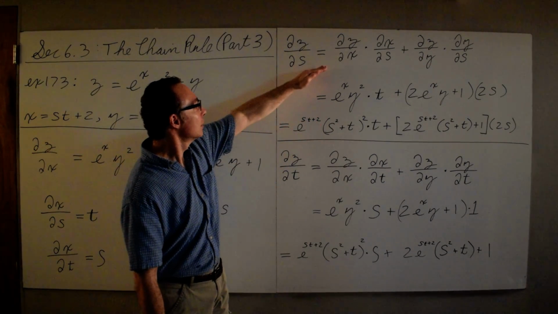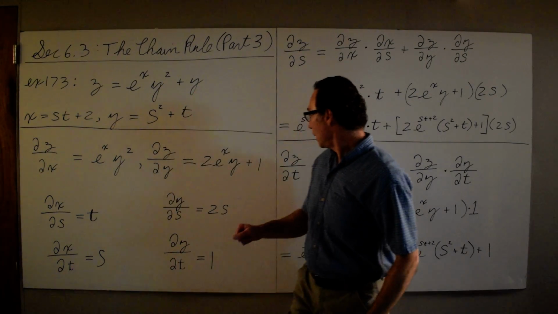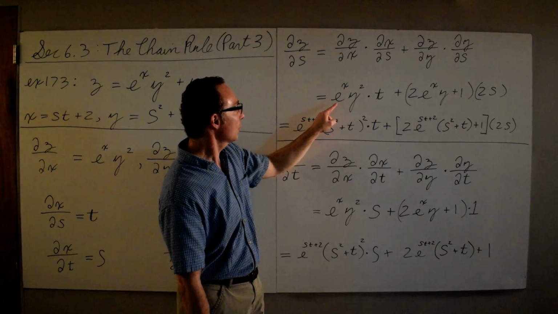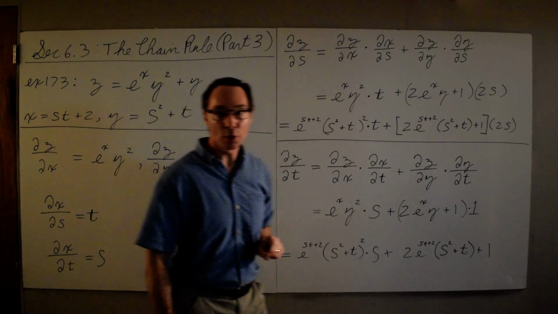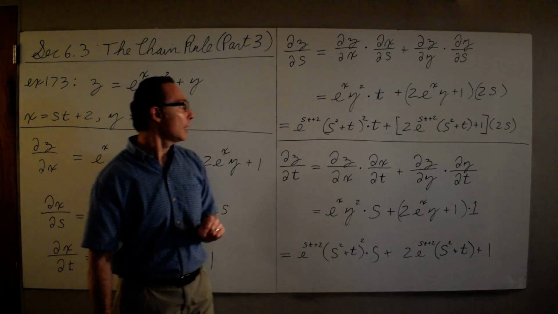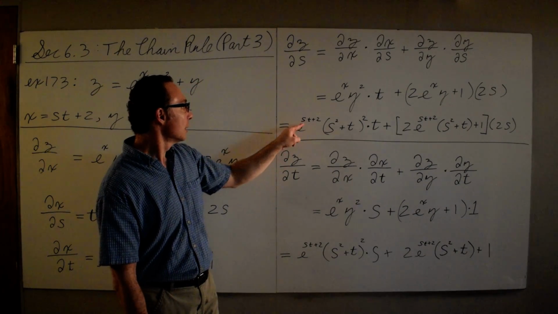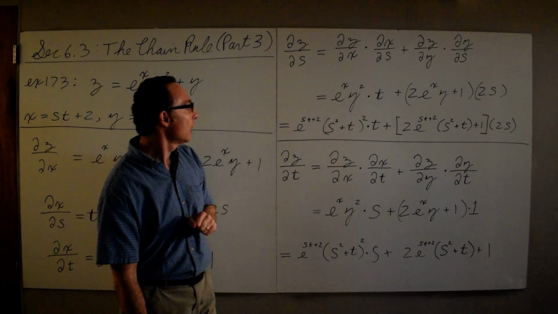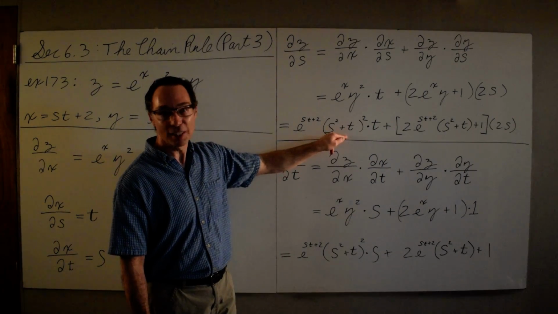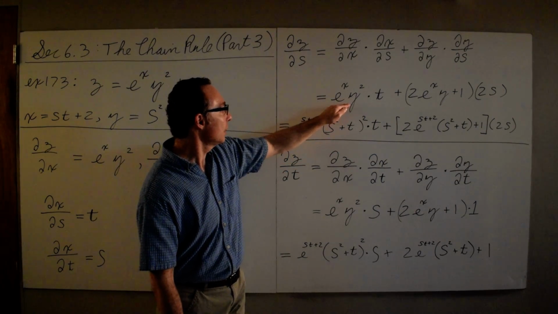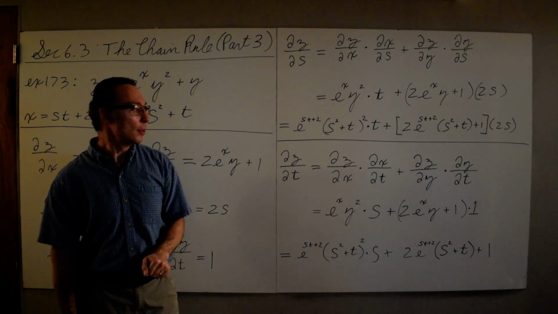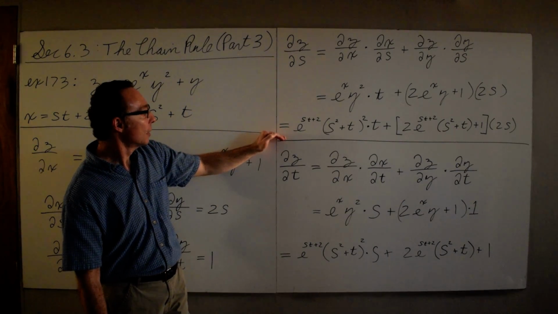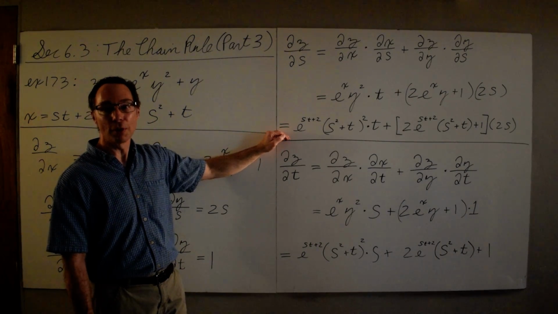We substitute these terms here. We calculated these on this board, so we already know what these partial derivatives are, and we substitute those terms right there. We know that x is st plus 2, so we substitute st plus 2 in for x. And we know that y is s squared plus t, so we substitute s squared plus t in for y. After we do that, we simply have the partial derivative of z with respect to s, and this has only s and t variables in it.